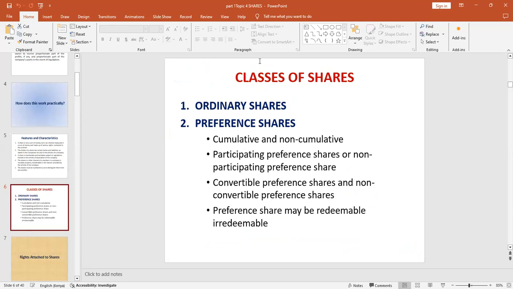We'll still look at preference and redeemable shares in the next topic. So make sure you understand that. Any question as far as the types of shares are concerned? Any question?